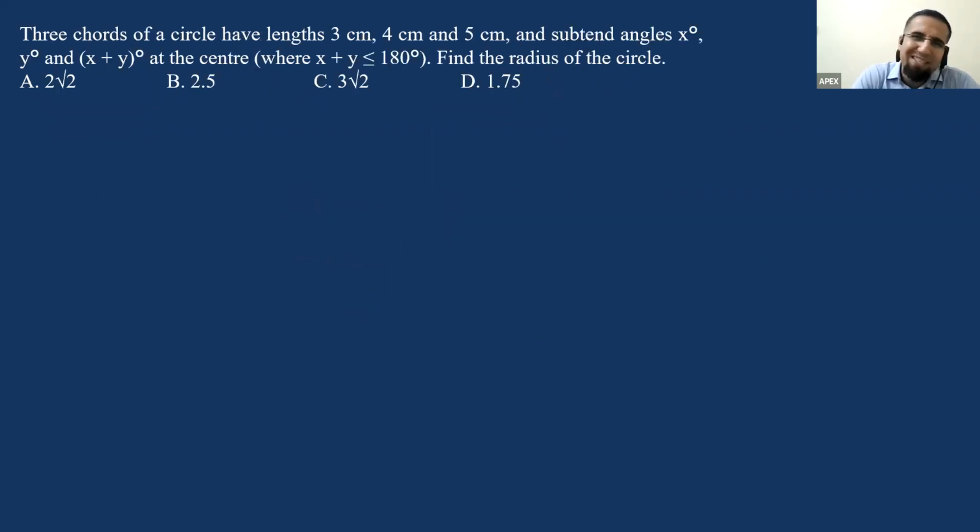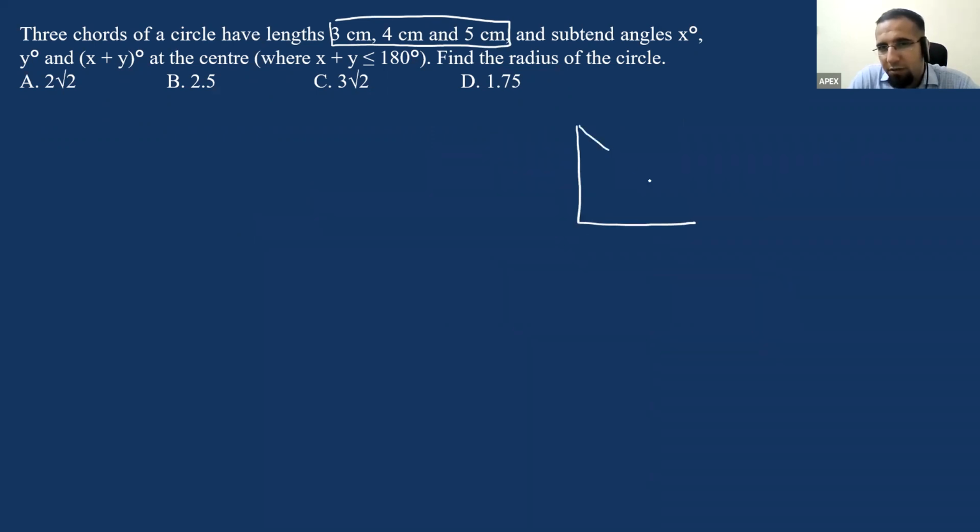Clear, guys? Now, this was a slightly tricky question where you need to understand what is happening. The first point where this question would have become easy is 3, 4, and 5, which turns out to be a right angle triangle. So if this is chord 3 and this is chord 4, then this becomes chord 5, and this is 90 degrees.